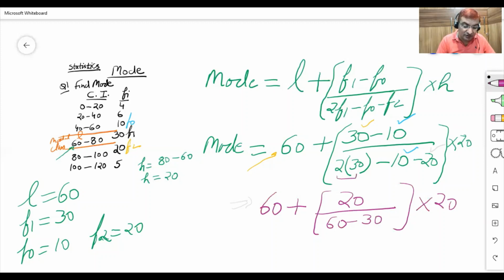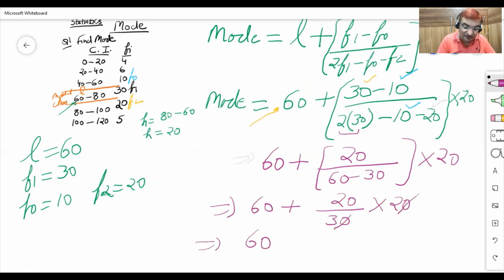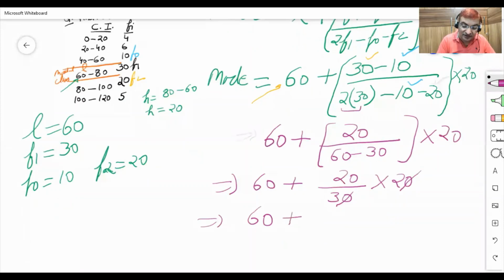Now moving forward to the calculations, please concentrate here. 60 will remain same. After that there will be 20 divided by 60 minus 30, which is 30, into 20. Now this 0 and 0 gets cancelled. So we are moving further. We will write this as 60. And after 60 it is 20 into 2. Just look at the numerator. 20 into 2 will be 40 divided by 3.